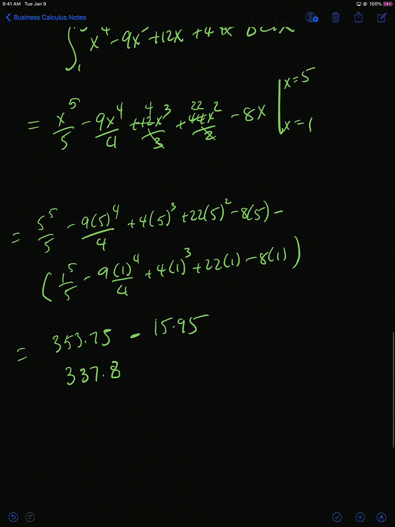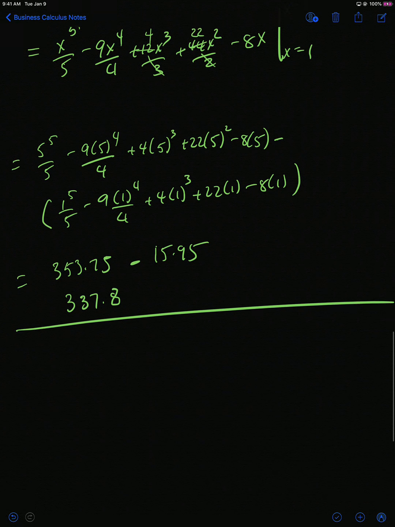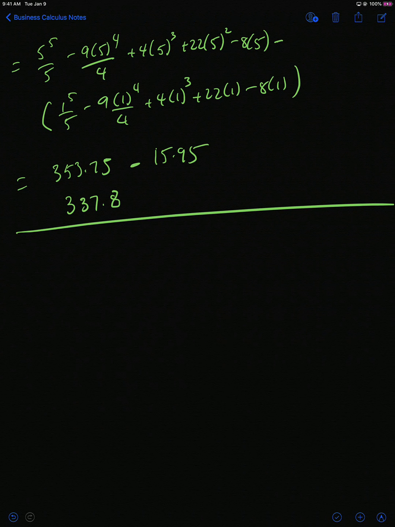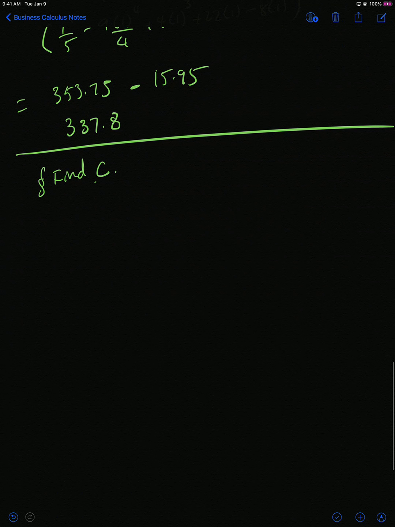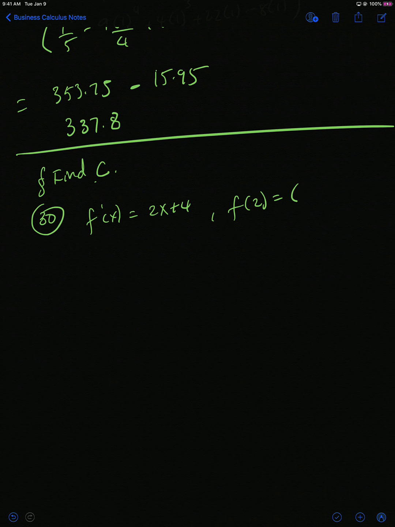All right, so the last section is focused on finding the unknown function, especially finding c. For these questions, they'll always give you two parts. For example, for number 30, they give us the derivative f prime of x equals 2x plus 4. And then they tell us that when I plug in 2 into the function, the answer is 6. So, very simply, f of x is the antiderivative of the derivative.